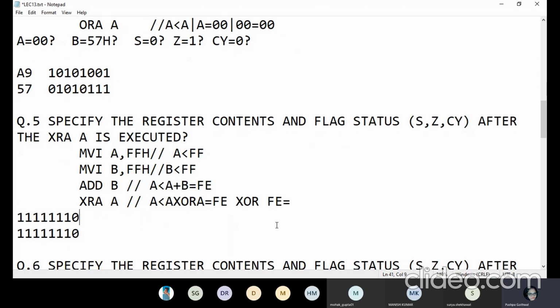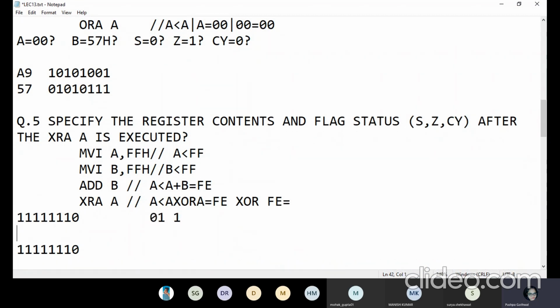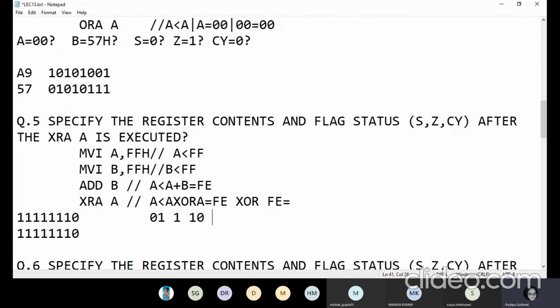Okay, so what is the XOR table? At 0 1 you are getting 1, at 1 0 you are getting 1, but for 0 0 and 1 1 you are getting 0. This is the truth table for the XOR. So can you give me the answer for this? What will be the answer? 0 0. Yes, 0 0. So your XRA A will be 0 0.